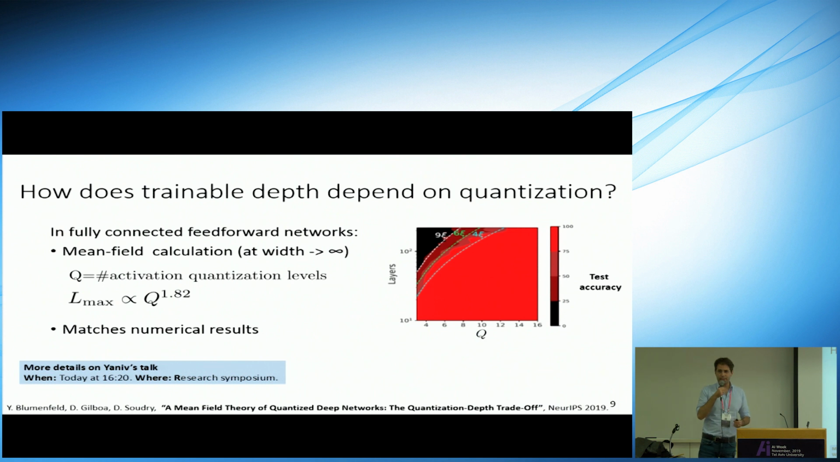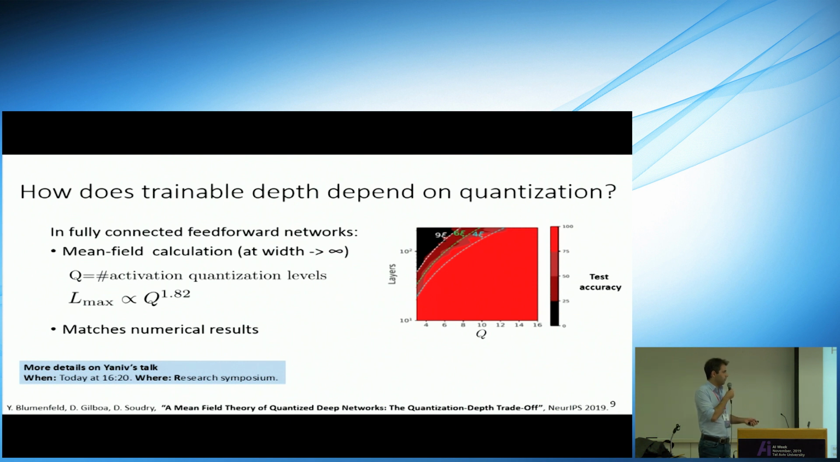Another question you can ask is, how does the depth of the network affect this quantization? If you quantize more, the network becomes harder to train. So we did some analytical calculation. I'm not going into the details here because my student is talking about this today at the main research symposium. If you want, you can go and check.